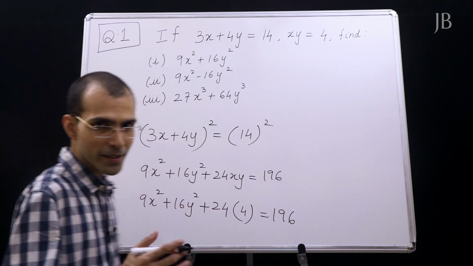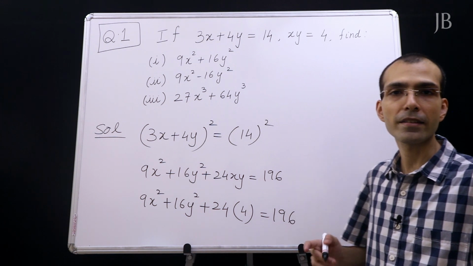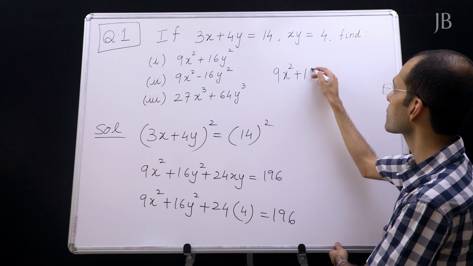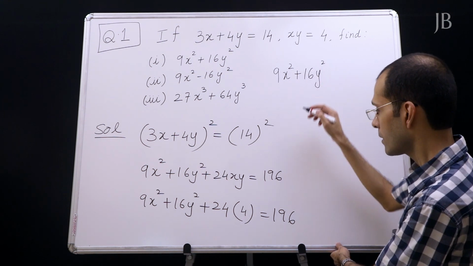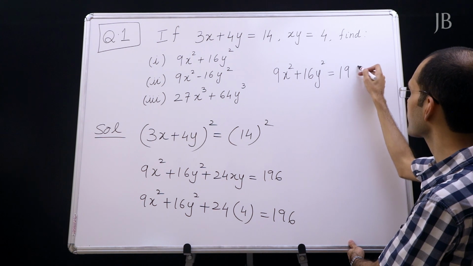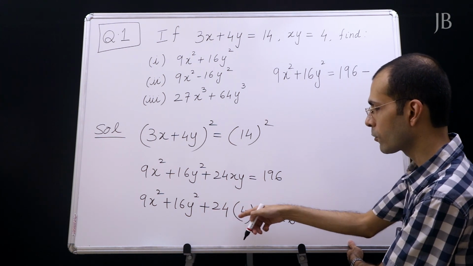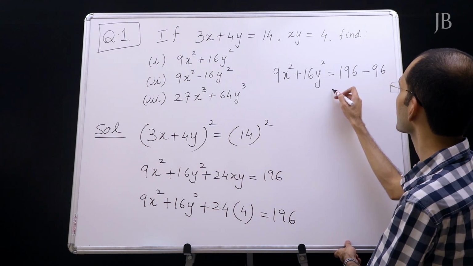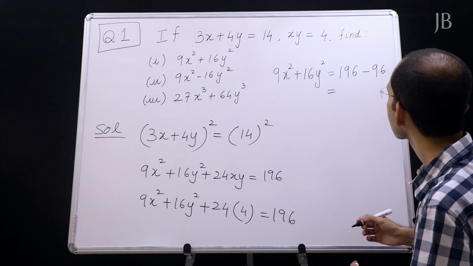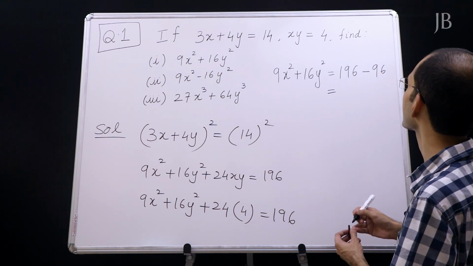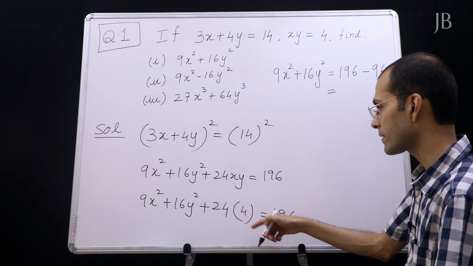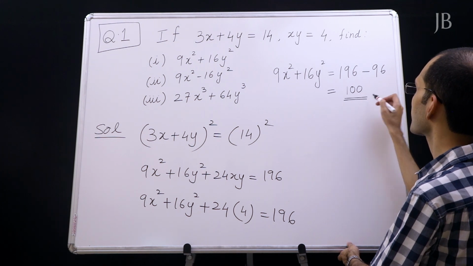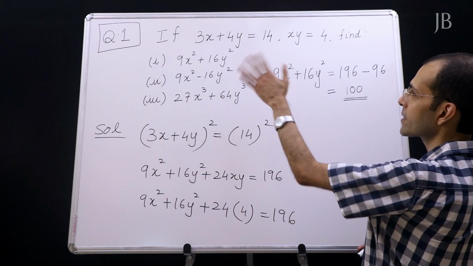Now we will treat this as an equation. We want 9x square plus 16y square, so let that be intact. 9x square plus 16y square equals 196 minus 24 into 4, which is how much? 96. That 96 will go on that side. So this works out to be how much now? 196 minus 96, which comes to 100. So we double underline this answer to indicate that subpart 1 has been solved.